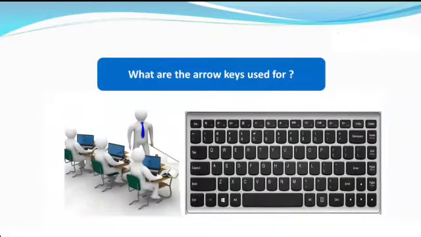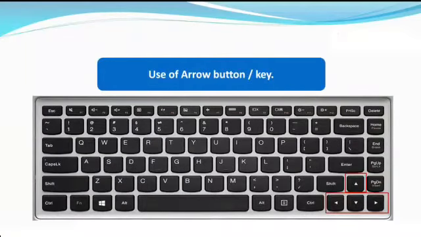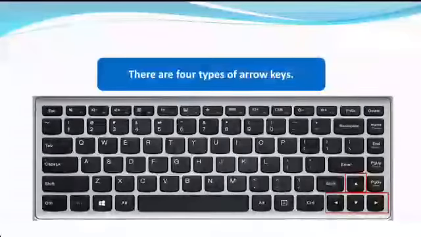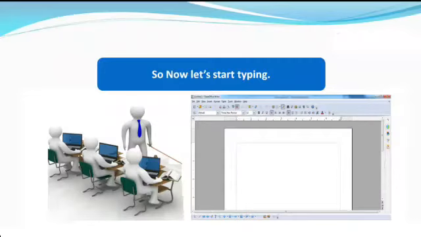Next, what are the arrow keys used for? Arrow keys help us to take the cursor up, down, right or left on a page as per our requirement. And as you would have noticed, for this purpose, the arrow keys are of 4 types: left, right, up and down. So let us now type in the writer file.